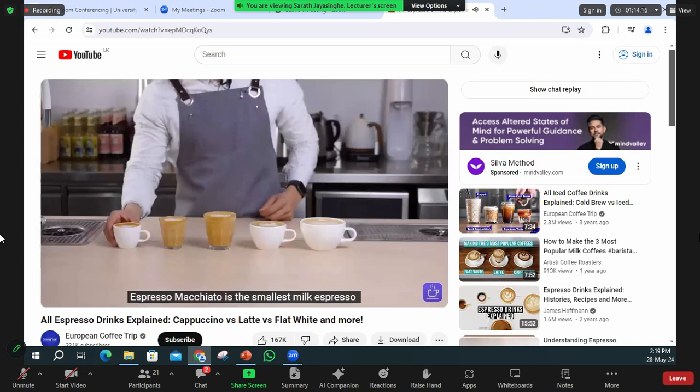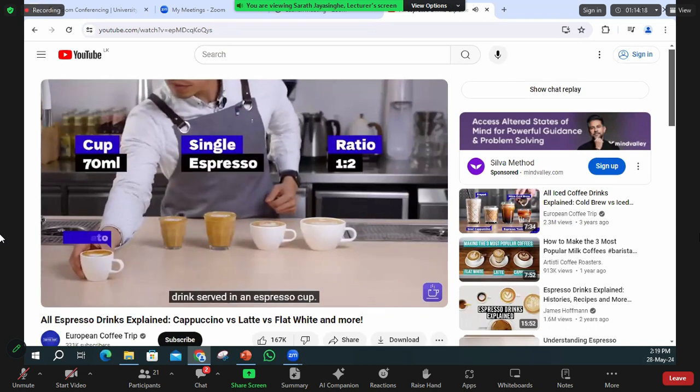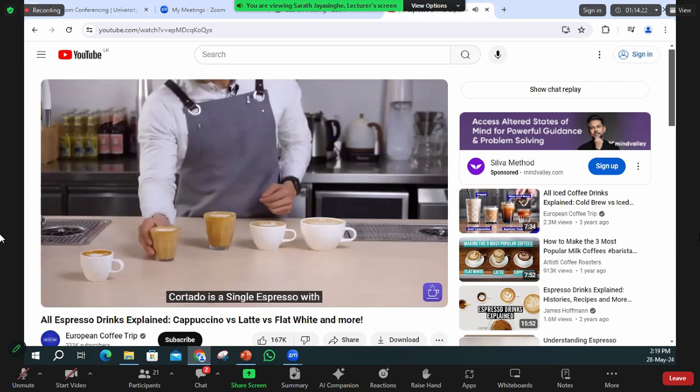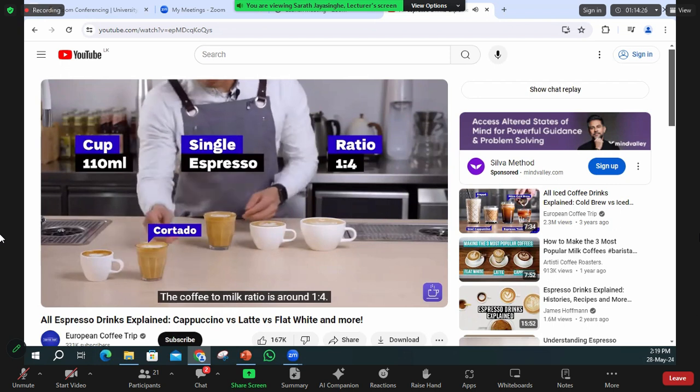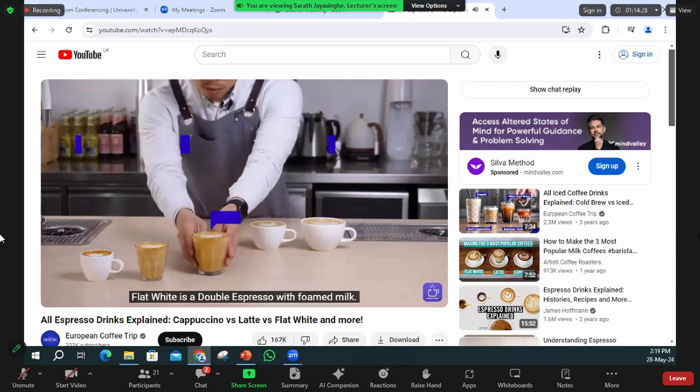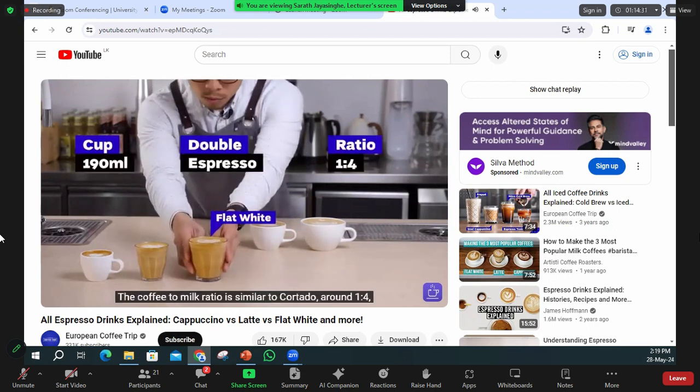Espresso macchiato is the smallest milk espresso drink served in an espresso cup. The coffee to milk ratio is around 1 to 2. Cortado is a single espresso with foam milk, often served in a glass cup. The coffee to milk ratio is around 1 to 4. Flat white is a double espresso with foam milk. The coffee to milk ratio is similar to cortado, around 1 to 4, but you get more caffeine and a bigger drink.